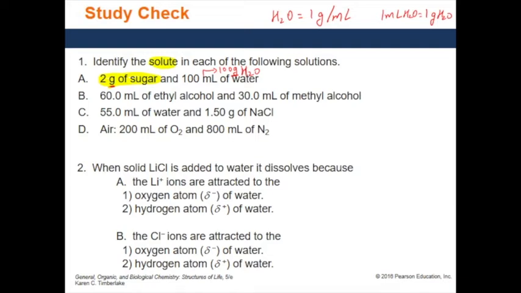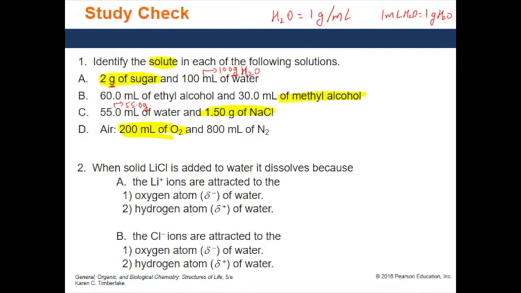60 ml of ethyl alcohol and 30 ml of methyl alcohol. So which is lesser quantity? Methyl alcohol. So that is our solute. 55 ml of water and 1.5 grams of NaCl. Again, here we have ml and grams, so the easiest way is to convert water into grams. So 55 ml of water would mean 55 grams of water. So again, in this case, the lesser quantity is NaCl, so that is our solute. In case of air, we have 200 ml of oxygen and 800 ml of nitrogen. Oxygen is less, so that is our solute.